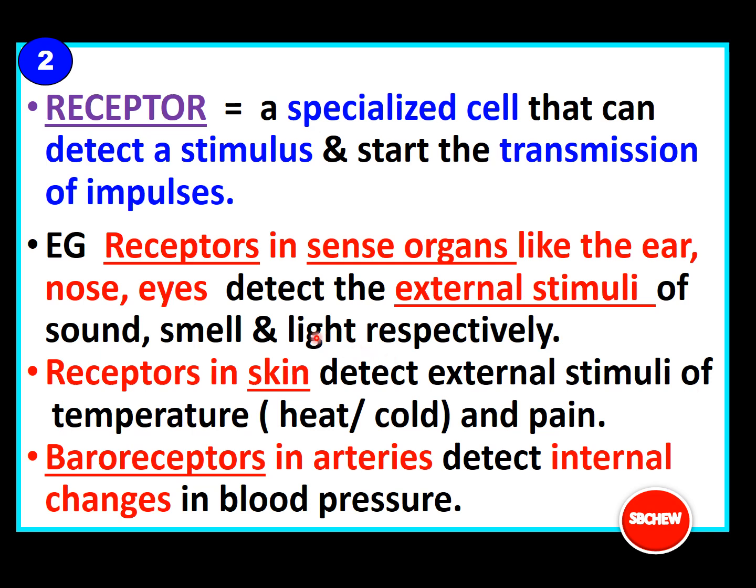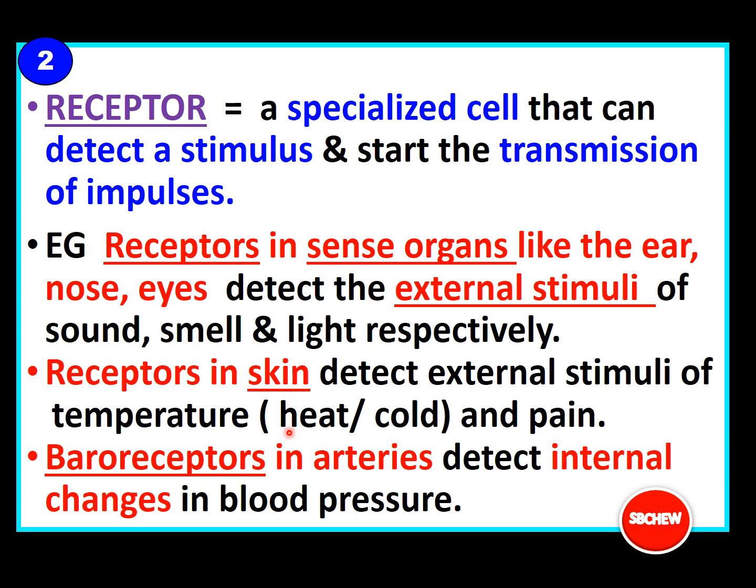Okay? And two more sense organs that are not mentioned here, in this first line, are the tongue that's in the mouth and the skin. Okay, here we have the skin. The receptors in the skin detect external stimuli for temperature, the heat and the cold, and pain, and also for pressure. Okay, so the skin has various receptors, not just one.